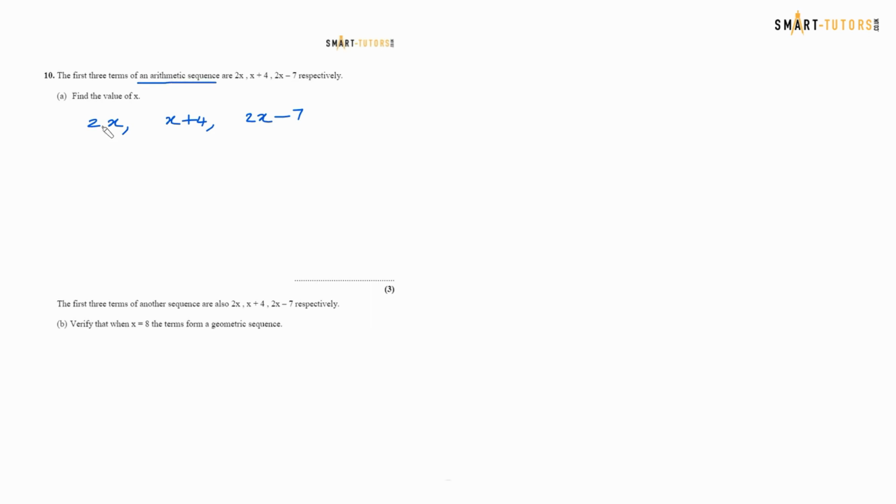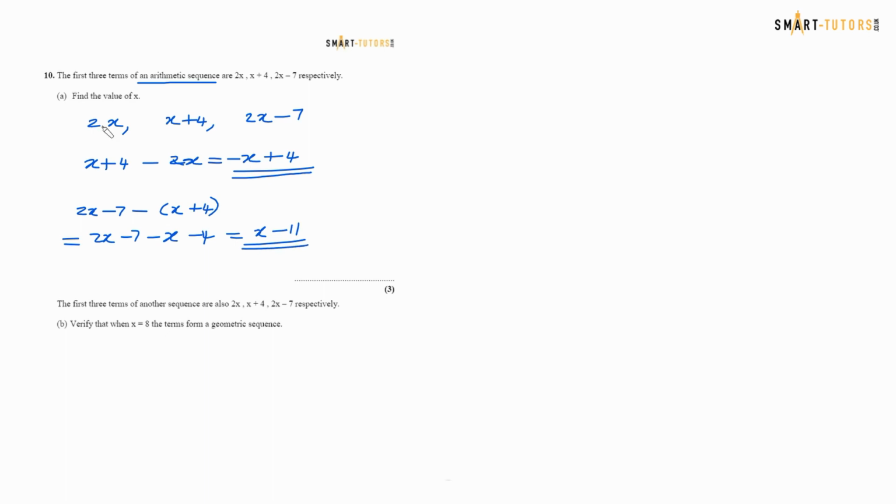Arithmetic sequence definition says the difference between 2 terms has to be equal. So if we find the difference between the second and first term, x plus 4 minus 2x, which is minus x plus 4. Now for the third and second terms, 2x minus 7 take away x plus 4. We are going to do 2x minus 7 minus x minus 4. So 2x take away x is x, minus 11.